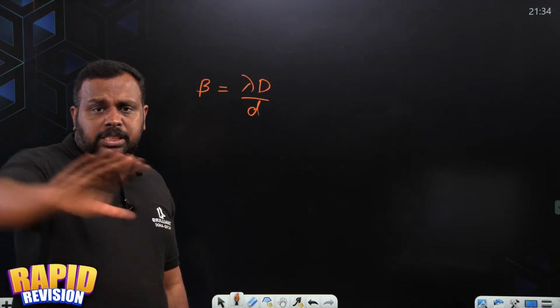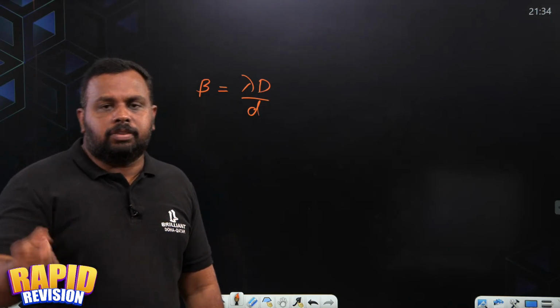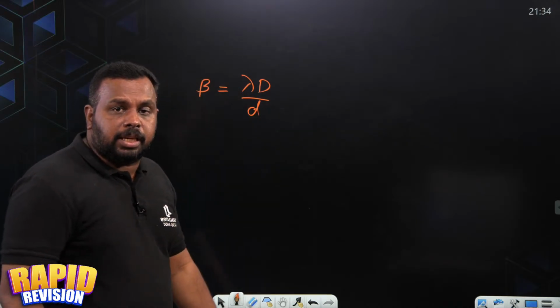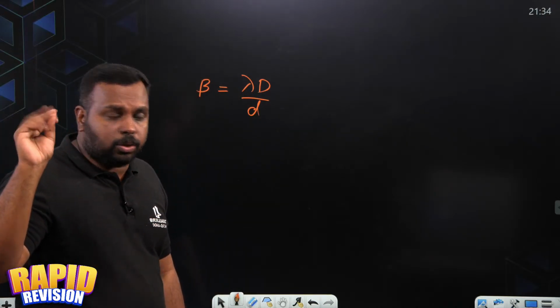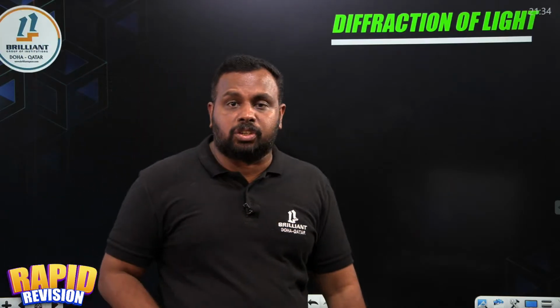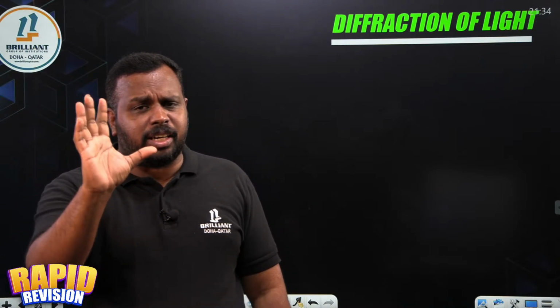Fringe width, all fringes are having the same width, so there is no confusion. Find the width of the third bright, find the width of the fourth dark, no need of any confusion. All the fringes are having the same width, lambda D by d. Understood? Yes. So next is what? Diffraction of light. Diffraction, there is no complicated derivation, only the final idea.